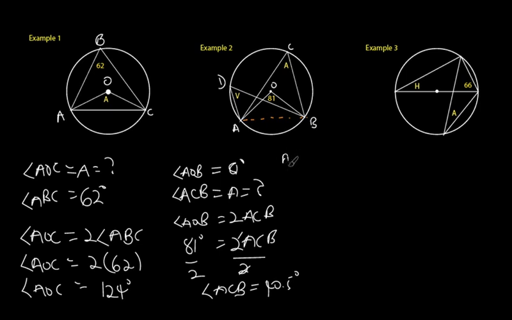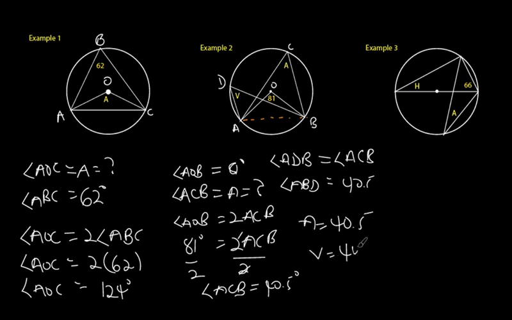So angle ADB, which is the V over here, is equal to angle ACB. Now if this holds true, the angle ACB we have over here is 40.5 degrees. So it also implies angle ADB is also 40.5, which means the A is 40.5, and our V is also equal to 40.5.